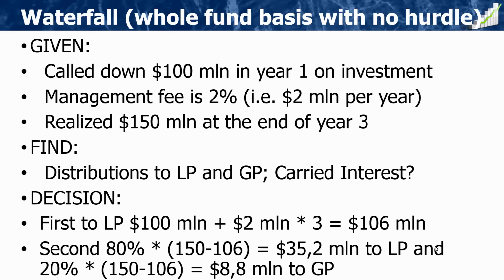The second part is like that. 80% of the remaining profit, which is 150 minus 106, and it's slightly above 35 million, goes to limited partners. And the 20% of the profit, which is just under 9 million, goes to the general partner. So that's the simple math, how it should be split. It becomes more complicated when you have more investments spaced during the time, but this is not that difficult.